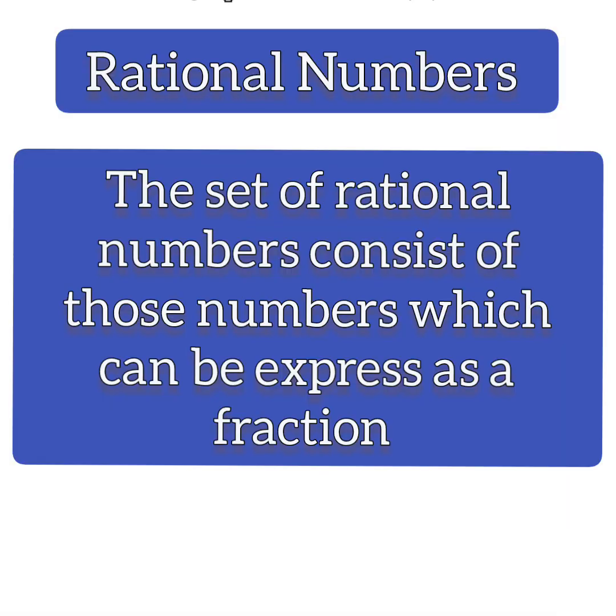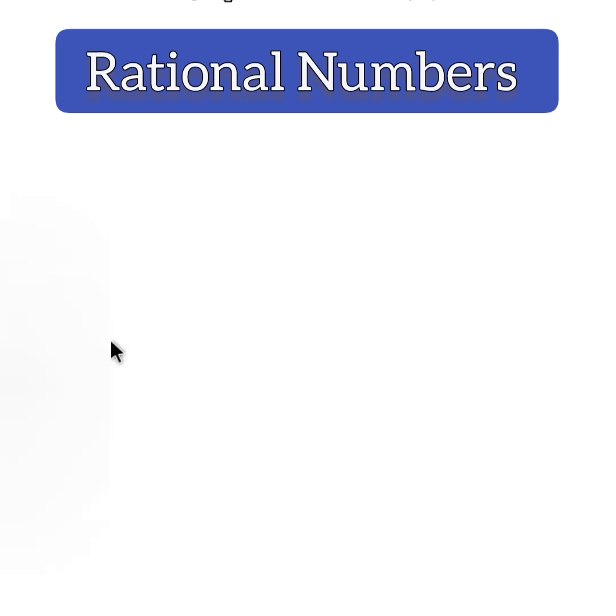The set of rational numbers consists of those numbers which can be expressed as a fraction. So a number that can be expressed as a fraction is known as a rational number. It is denoted by Q. Now the best way to express the rational numbers is using the rule method. Q is equal to A over B, such that A and B are elements of integers and B is not equal to 0.